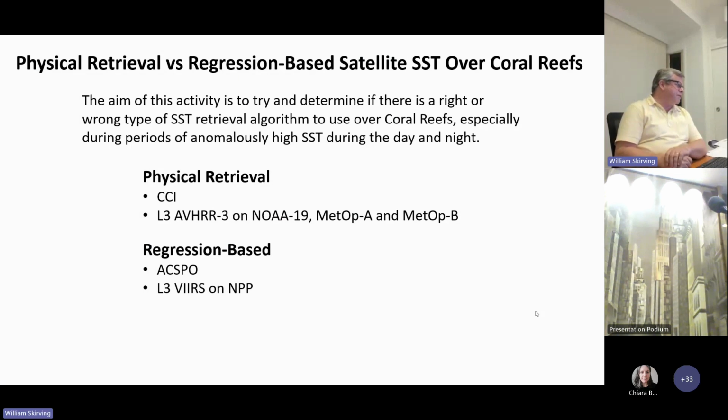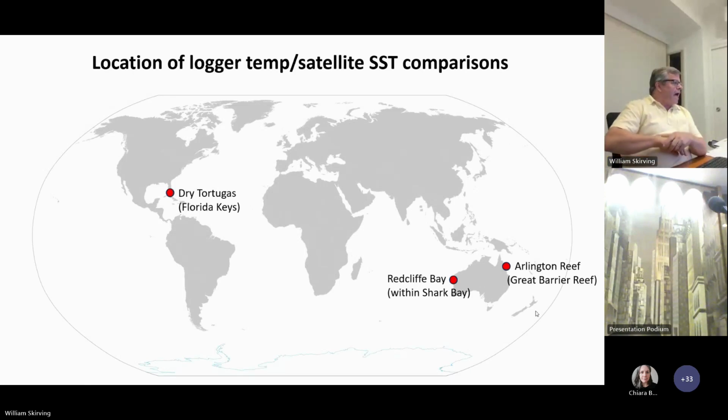Our example of physical retrieval algorithm in this first look is CCI, and Chris was nice enough to give us some level 3 AVHRR data from NOAA 19, MetOp-A and MetOp-B. For the regression-based data, we're using ACSPO as our example, and CrossNJet has given us some level 3 VIIRS from NPP. I guess the first thing that jumps out at you is that they're not exact matchups in comparisons, and that's okay. This is only a first look.